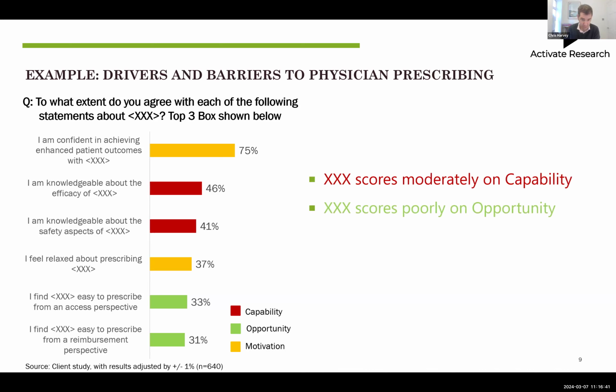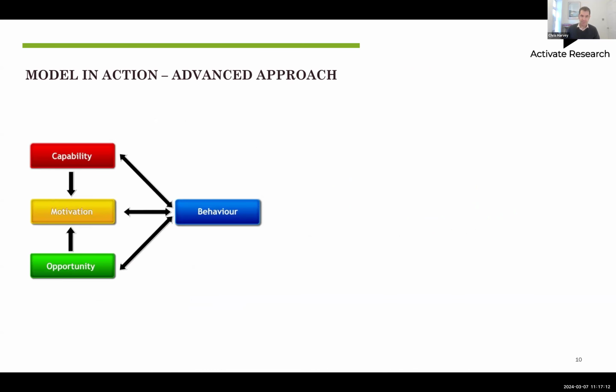It's scoring really quite poorly on opportunity, so ease of prescribing. Only about a third of people on both of those metrics are saying they're able to do that from a physical opportunity perspective. And we've got a bit of a mixed bag on motivation, really. We've got 75% of the sample saying they're confident in achieving enhanced outcomes, but at the same time, only 37% saying they feel relaxed about prescribing it. So hopefully that makes sense, and it's all pretty simple so far.